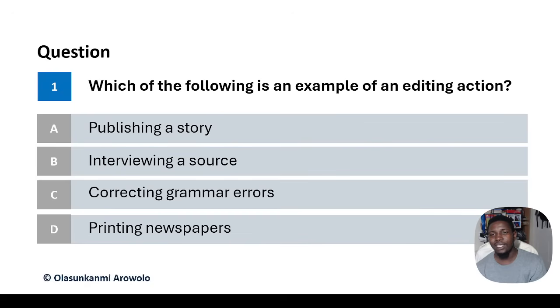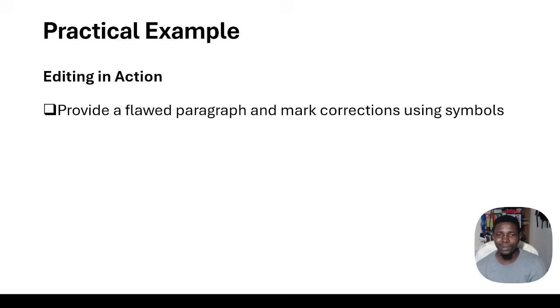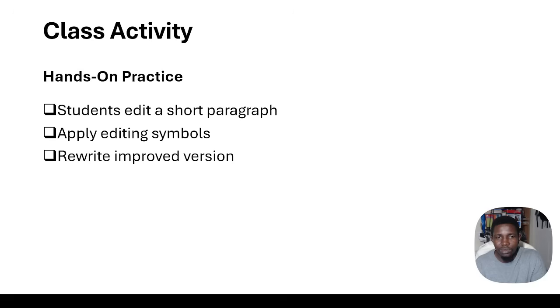And then, which of the following is an example of an editing action? Is it publishing a story, interviewing the source, correcting grammatical errors, printing errors? This sounds like a silly question, but it's correcting grammatical errors. So, all right, let's do something now. I'm going to provide you with a flawed paragraph. I'm going to mark the corrections using editing symbols, and then we'll do something interesting.